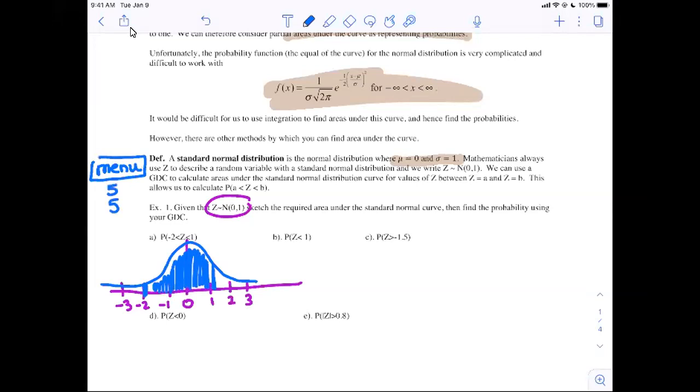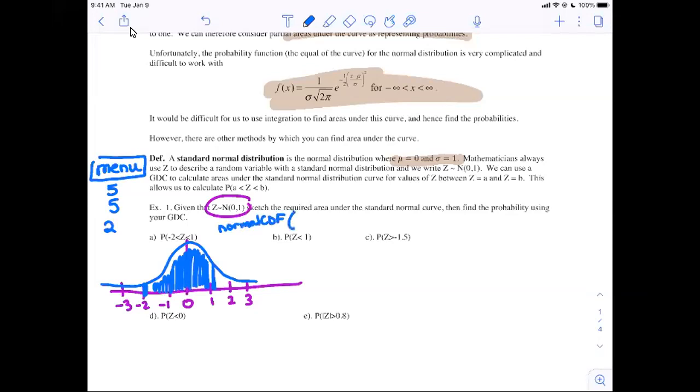Let me pull mine up. All right, so you're on just a calculator page. So you do menu, 5 is probability, 5 is distribution. And now we are going to use here number 2, that is normal CDF, because it is a range.